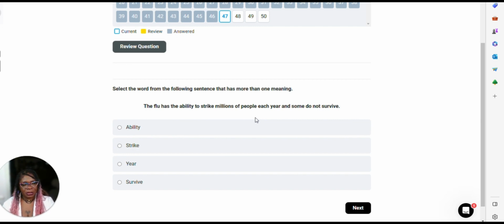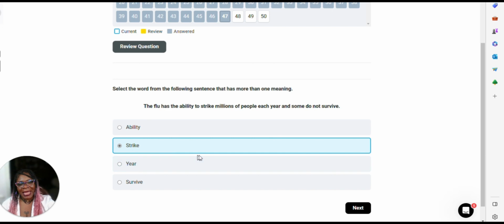All right, after a couple of seconds of thinking about it, we're going to go with the word strike. And that is because strike is the word that has more than one meaning. You can strike a baseball bat. People go on strike from their jobs. It definitely is a multi-meaning word. So that's the only one in the sentence that would make sense. So we're going to go with that one, and we're going to move on to the next question.